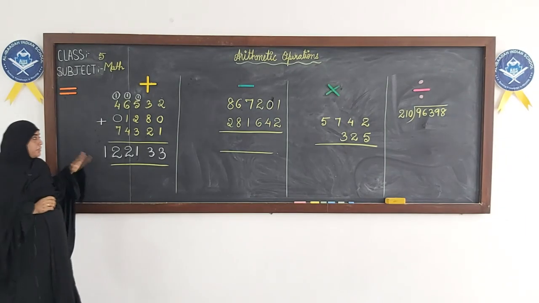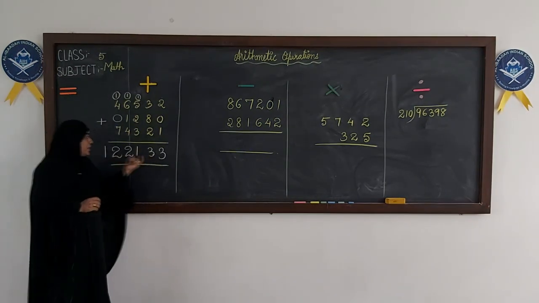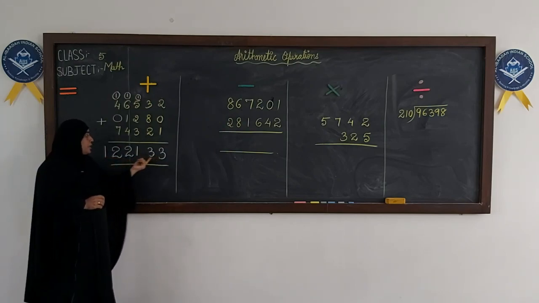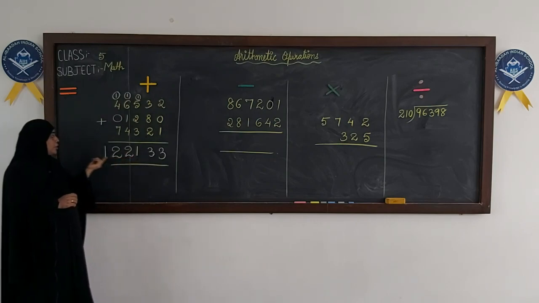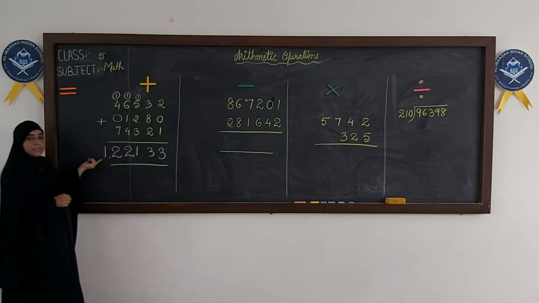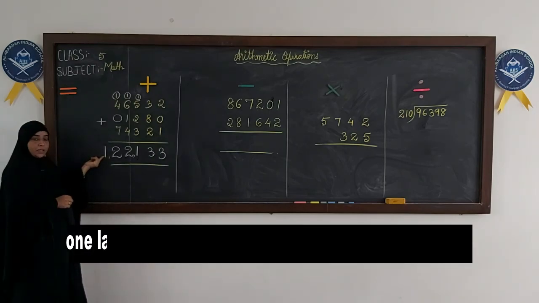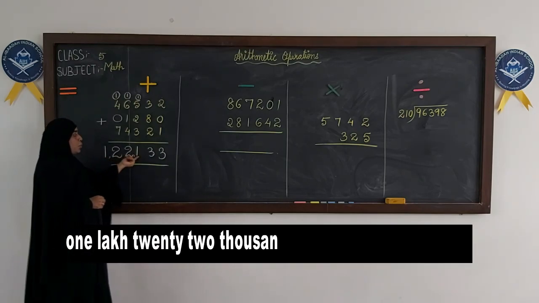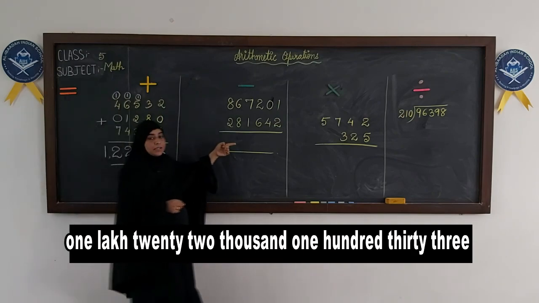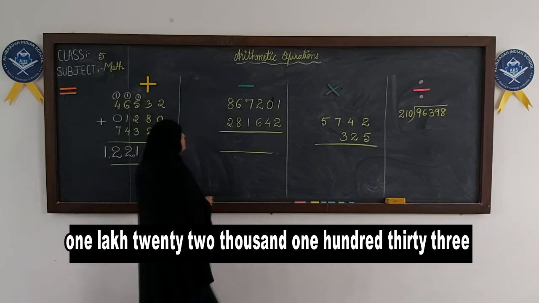So that is addition we have done. So we got a sum over here. How will we read this number? Let us try to read this number in Indian system. Now we have ones, tens, hundreds, thousand, 10,000 and lakhs. Okay, let's try to read this in Indian system. It is 1,22,133. Okay, let's move to our second operation, that is subtraction.